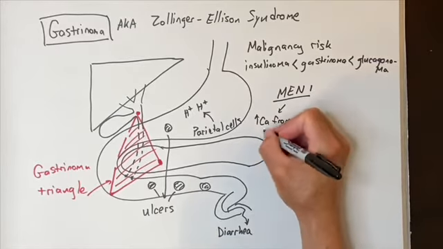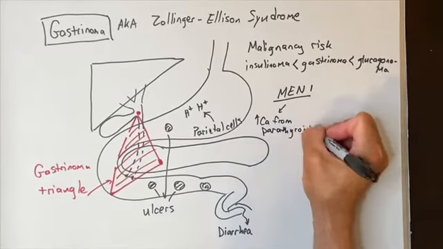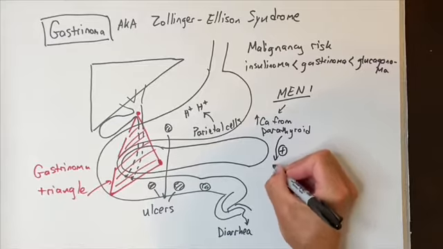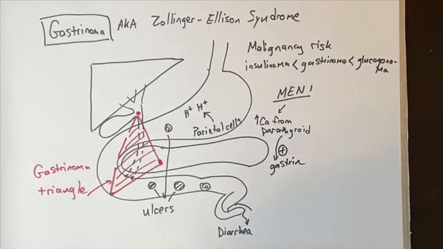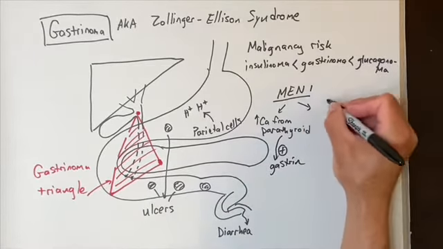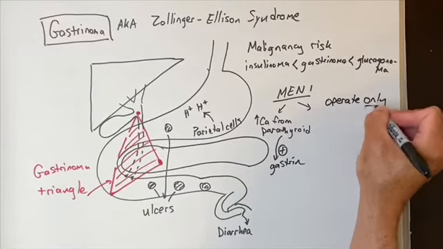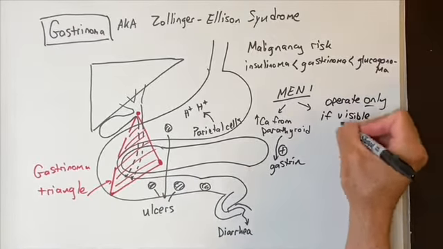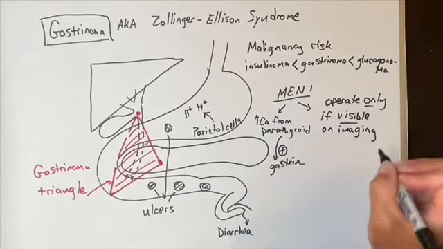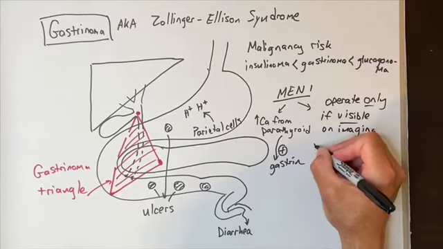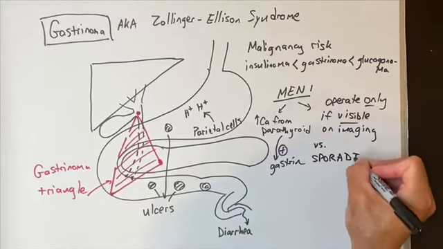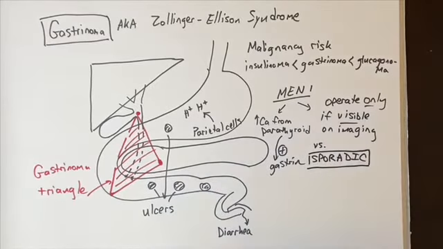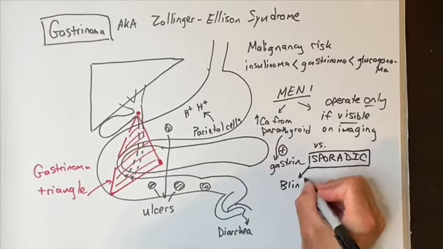If the patient has parathyroid disease, be sure to treat the parathyroid disease first, as the hypercalcemia can drive the gastronoma to be hyperfunctional. If the patient has MEN1, only do surgery for the gastronoma if the lesion is visible on imaging, since they tend to be multifocal. For a sporadic gastronoma not associated with MEN, it is okay to explore without a visible lesion on imaging.